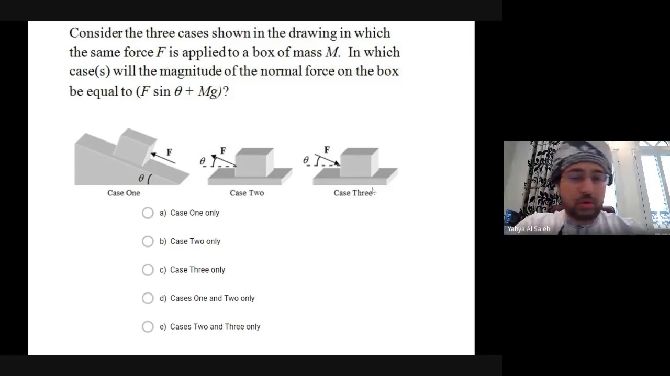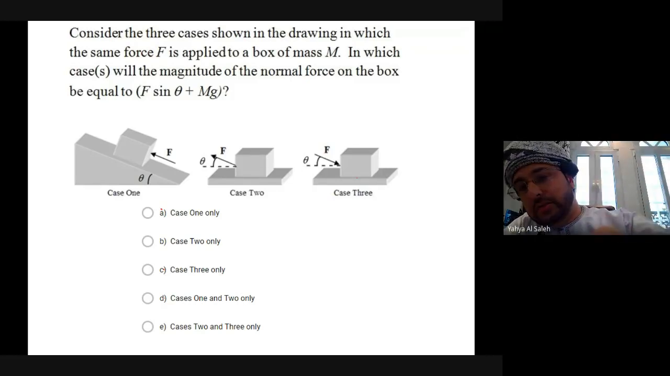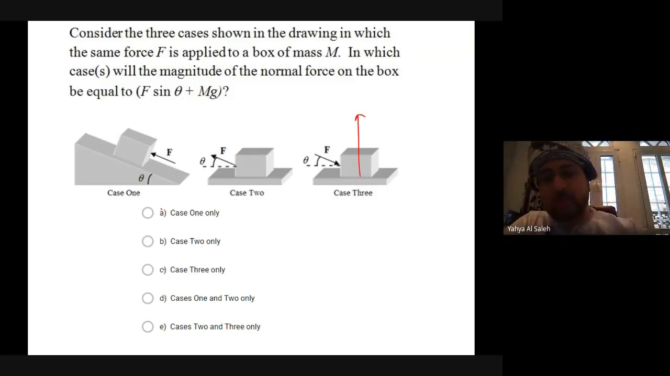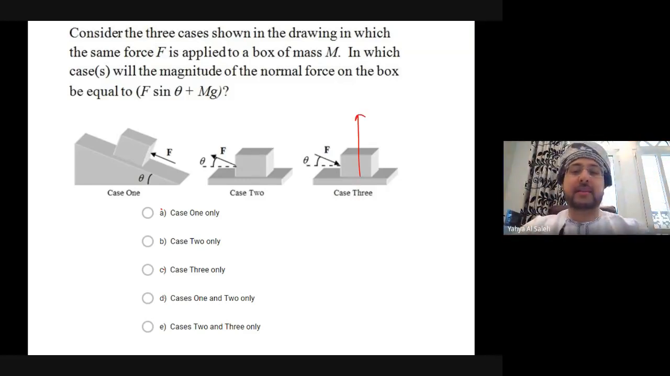Okay, so most people are between A, C, and oh no, we have D's, we have E's, we have C's as well. Okay, let's take a look. We define the normal force to be the force that is upwards, right? That is balancing the forces that are going downwards. Here they say F sine theta plus mg. Fine.